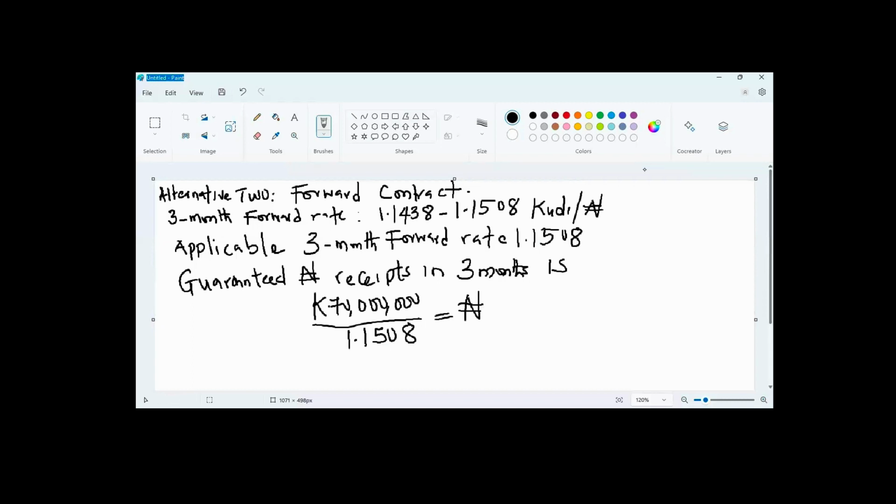Yes, please, you can ask your question. If it was direct quotes and changing it to domestic currency, will it be multiply? Yes, if you are dealing with direct quote, instead of dividing you are going to multiply. As soon as you are dealing with direct quote, then you are going to multiply.